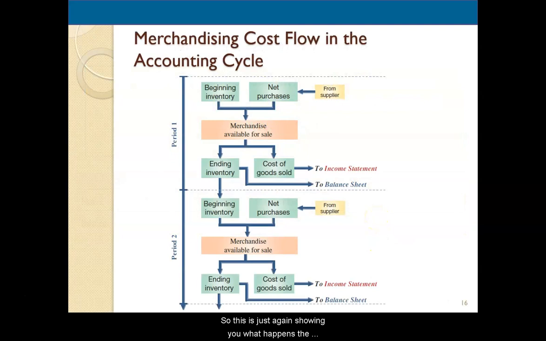So this is just again showing you what happens, the merchandise cost flow in the accounting cycle. The key thing to remember here is that we generally have beginning inventory plus our new stuff. So old stuff plus new stuff equals all my stuff, right? All my merchandise available for sale. At the end of the period, all my stuff is going to get bifurcated between two positions. Either it stays on the balance sheet in ending inventory, where it becomes beginning inventory in the next period, or as cost of goods sold, it goes to the income statement.